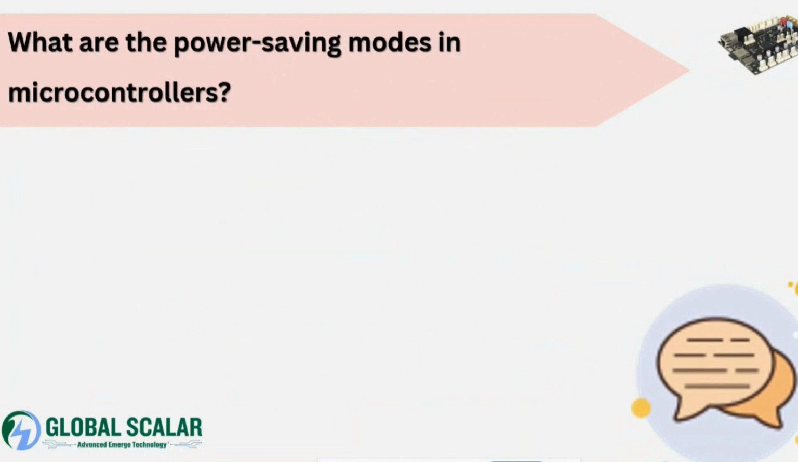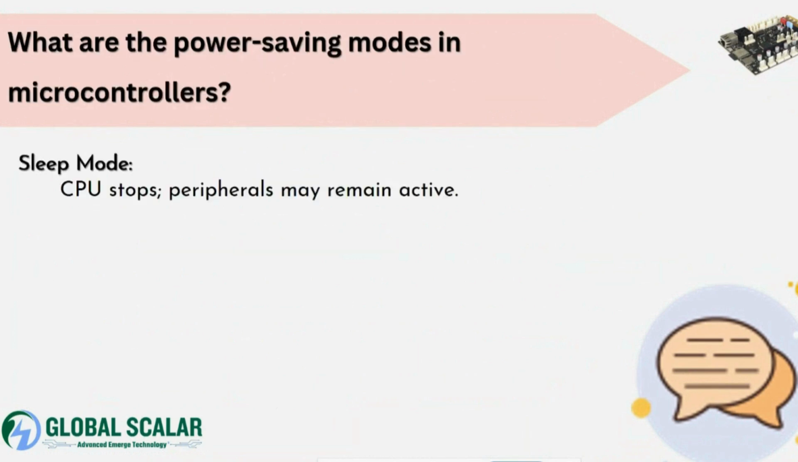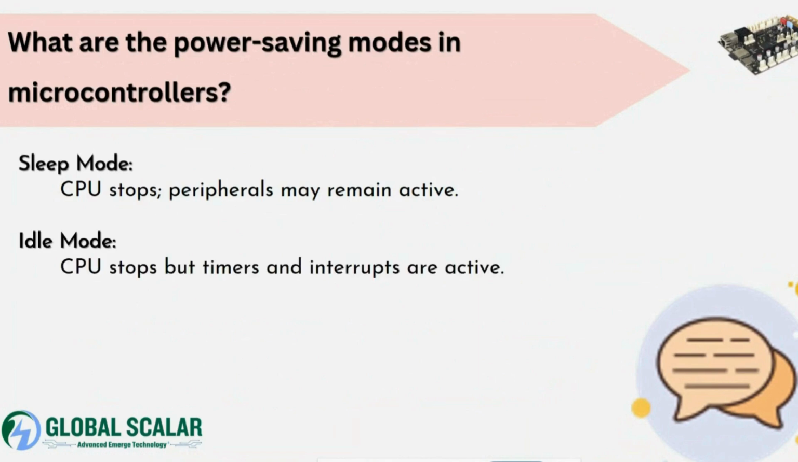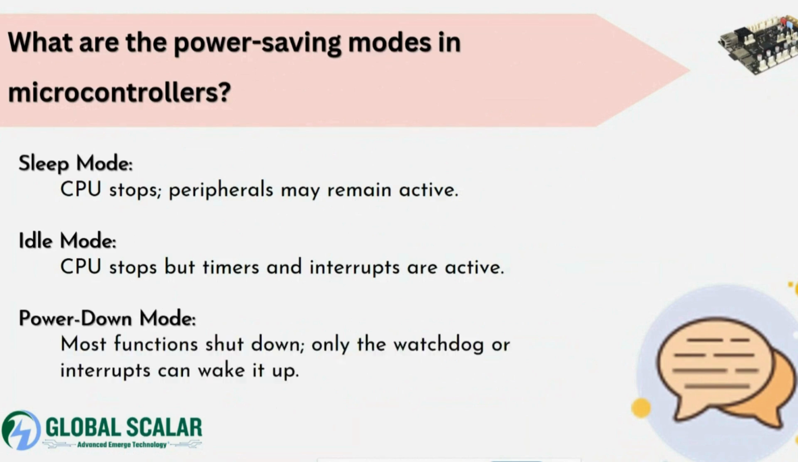What are the power saving modes in a microcontroller? We have sleep mode. In sleep mode, the CPU stops working and peripherals may remain active. Whenever an event is activated, the CPU wakes and starts working. In idle mode, the CPU stops, but timers and interrupts are active. And in power down mode, the main function shuts down. Only the watchdog and interrupts can wake it up.